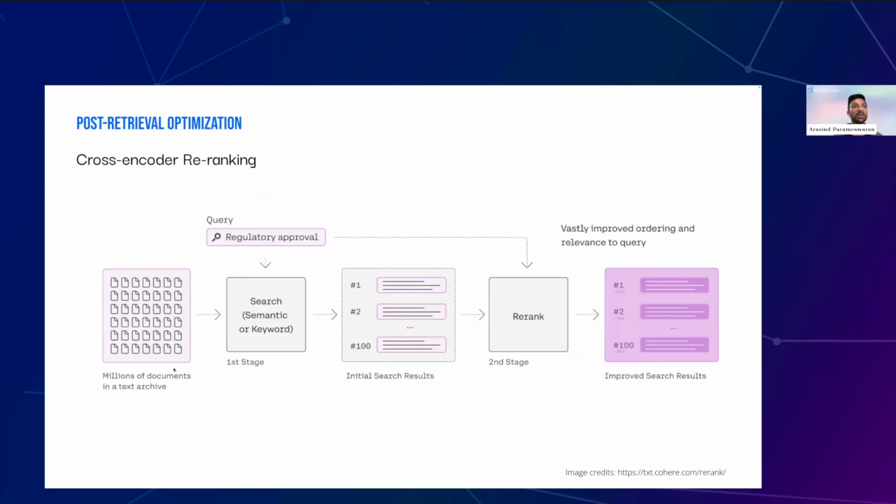You have millions of documents here. You're performing semantic or keyword search here. You fetch 100 results as a first pass, and then you basically use the query and these 100 documents and perform a cross-encoder re-ranking. And now you have this re-ranked result, out of which, again, maybe you take a subset, maybe the top 5 or top 10, and then pass it to the LLM. And now your results are going to look much, much better, right?